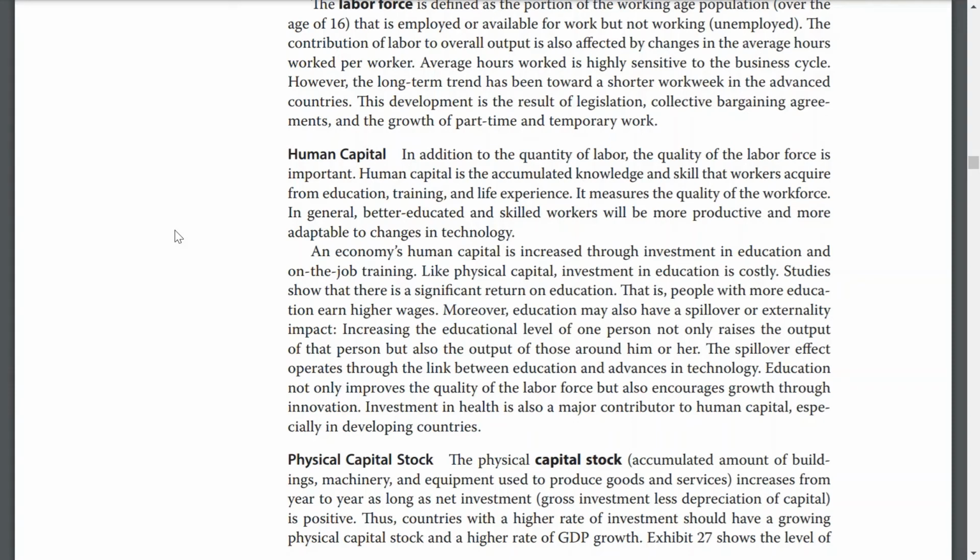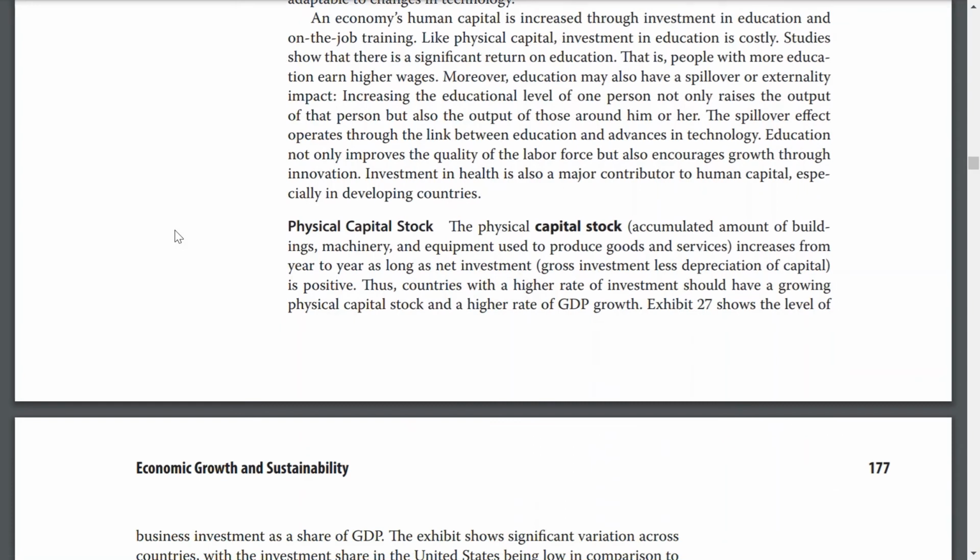Increasing the education level of one person may not only raise the output of that person, but also the output of those around him or her. The spillover effects operate through the link between education and advances in technology. Education not only improves the quality of the labor force, but also encourages growth through innovation. And investment in health is a major contribution to human capital, especially in developing countries.